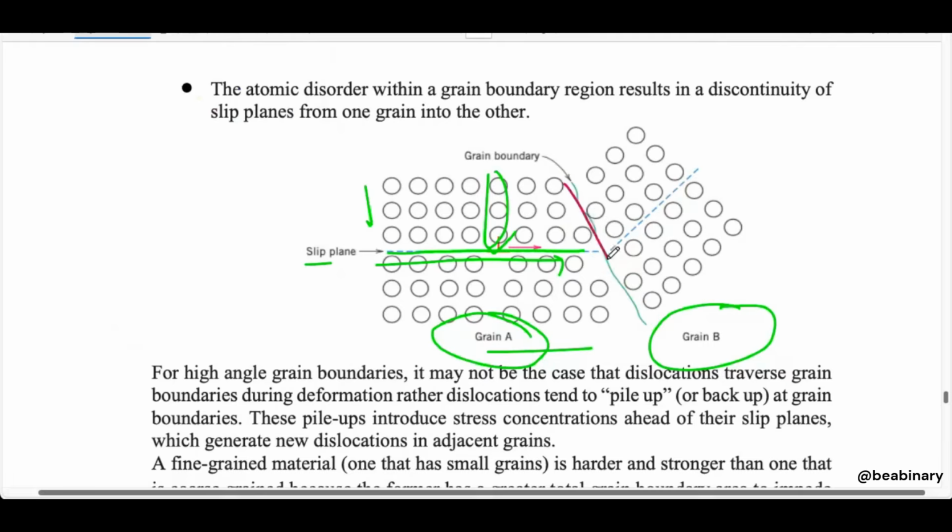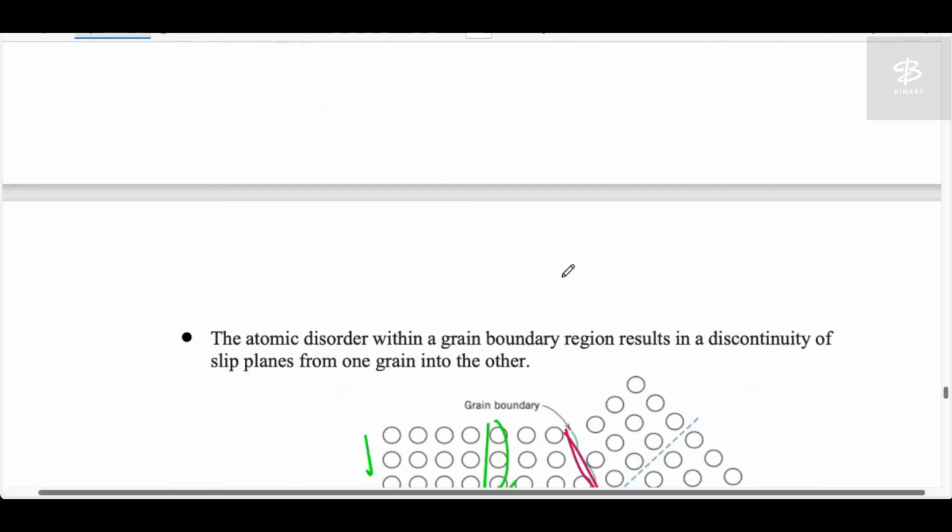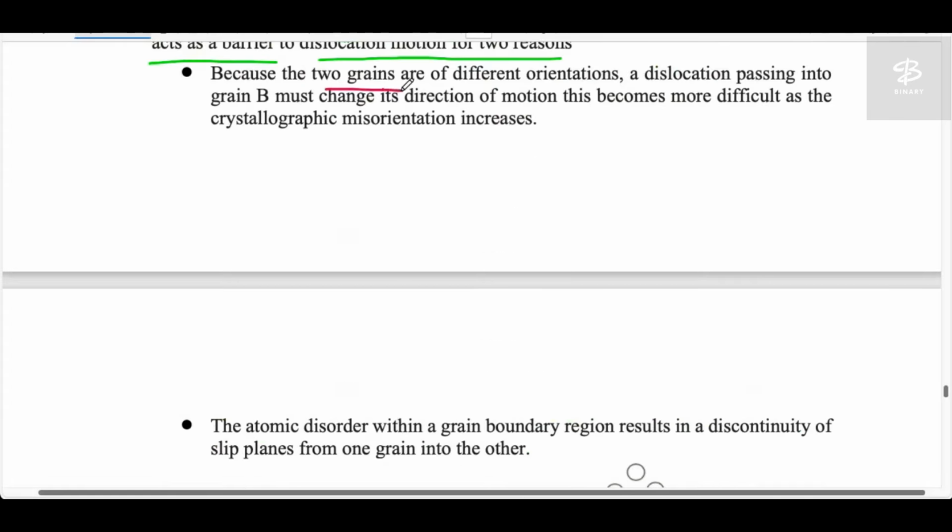Once the dislocation reaches this boundary, what happens? They will stop moving further from A toward B because there is a barrier. There is a stoppage. They cannot move further. And why do they stop? There are two reasons. Because the two grains are of different orientation, a dislocation passing into grain B must change its direction of motion. This becomes more difficult as the crystallographic misorientation increases, right?